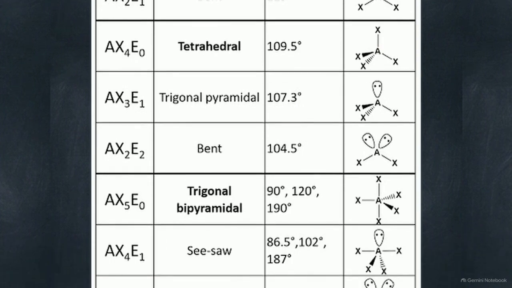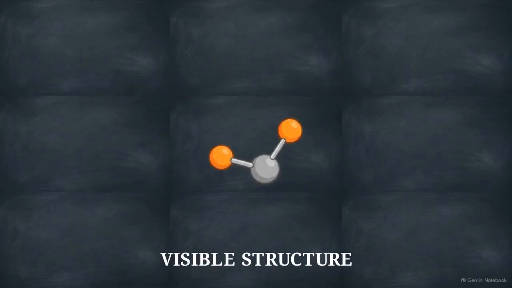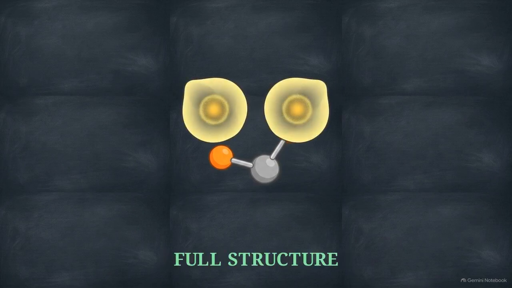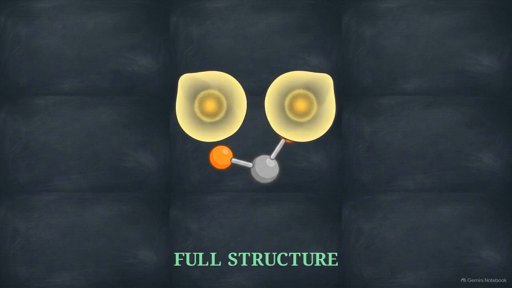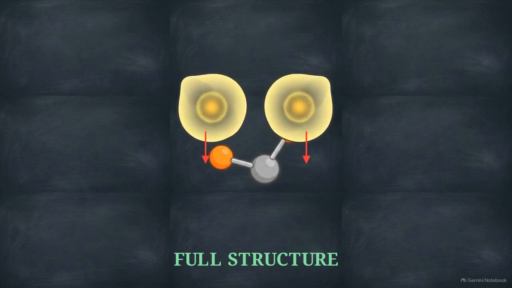Drop another solid atom and add a second lone pair, and the squeeze compounds. The two fat clouds force the last two bonds into a tight bent shape, with the angle shrinking even further to 104.5 degrees. The atoms you can actually see are only half the structure. The invisible lone pairs are dictating the final shape by crushing the ideal geometric angles.